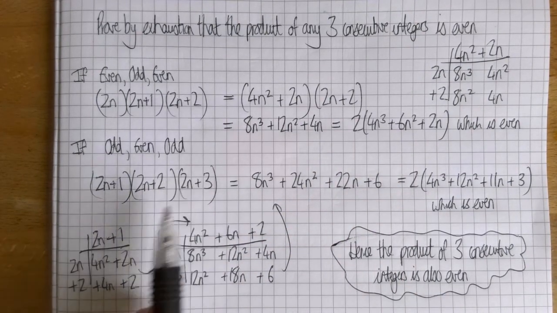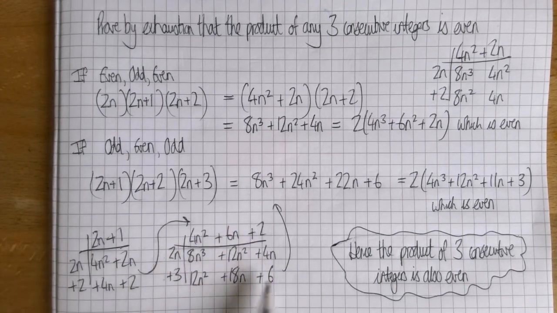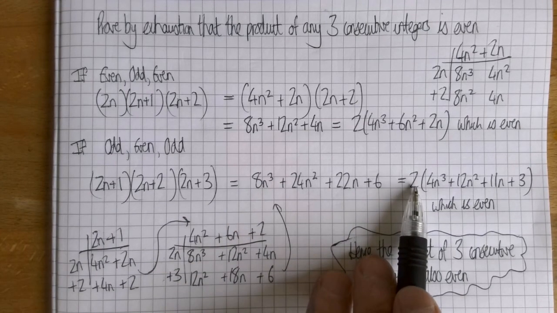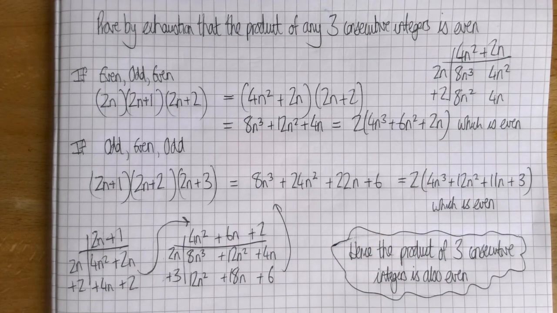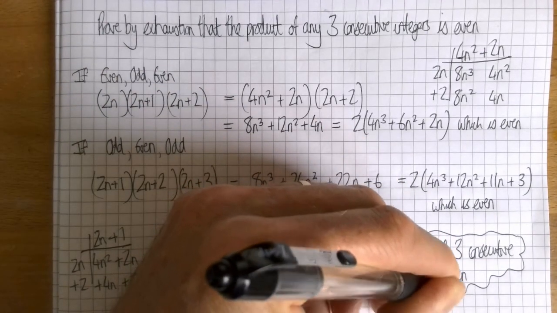This one was a bit trickier, so I multiplied my first two brackets together. That gave me 4n squared plus 6n plus 2, and then multiplied the result by 2n plus 3. Gridded it all out. That gave me this. I was then able to write that as 2 times something, which must be even. So I've coped with the two different scenarios, hence whatever you get, the product of 3 consecutive integers is, not also, always even.